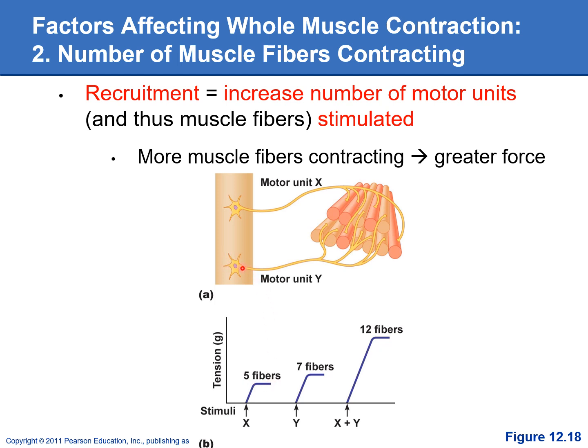And then motor unit Y is going to innervate 7 muscle fibers. And because you're having 7 fibers contracting instead of 5, motor unit Y would generate more force than motor unit X. And if you stimulated both motor unit X and Y to contract at the same time, so all 12 fibers would be contracting at once, that would generate the most force.